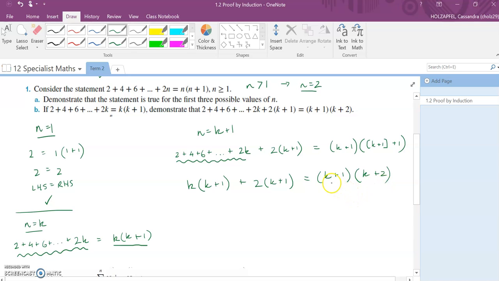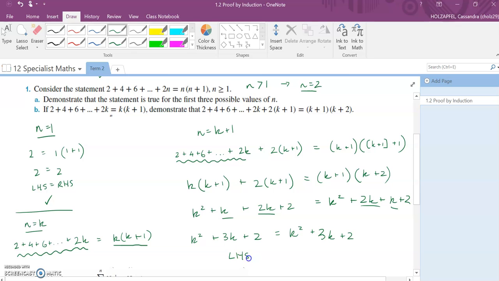Okay, and now I'm just going to show that the left-hand side is equal to the right-hand side. So I'm going to do that by expanding the brackets and then collecting the like terms. So first of all, I've got k squared plus k plus 2k plus 2, and that should be equal to k squared plus 2k plus k plus 2. All right, let's collect our like terms now. So I'm just going to collect them on the left and the right-hand side. I'm not going to move anything across the equal sign. So I have k squared plus 3k plus 2 should be equal to k squared plus 3k plus 2.